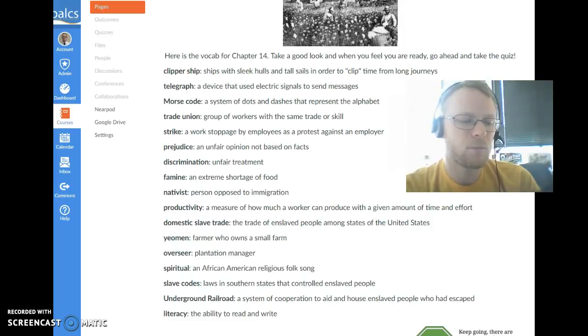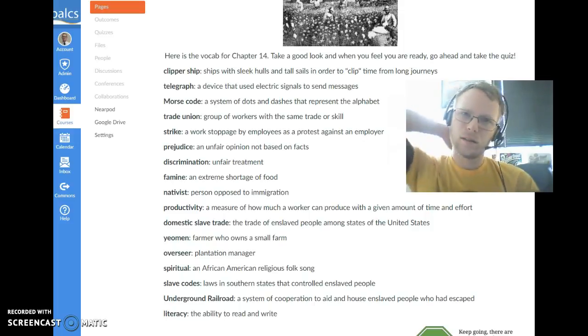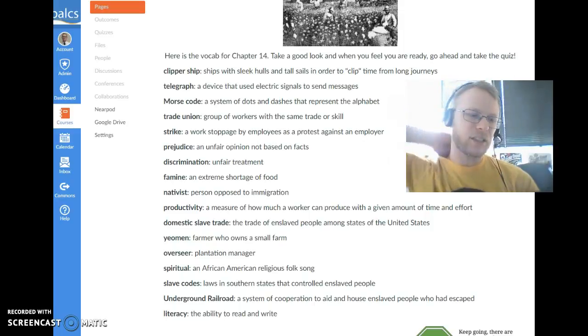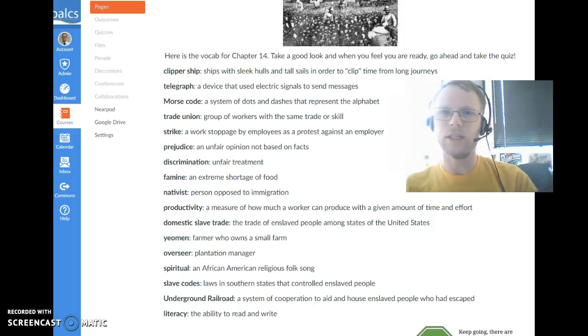Underground Railroad is a system of cooperation to aid and house enslaved people who had escaped. It was like a sort of a path of friendly people all the way to the north. And literacy is the ability to read and write.